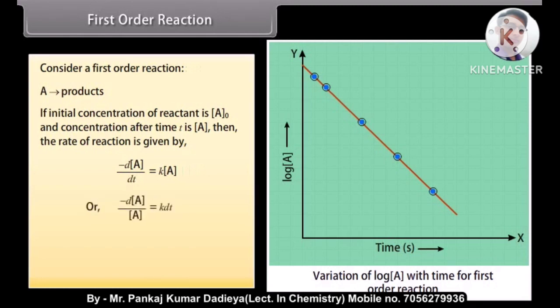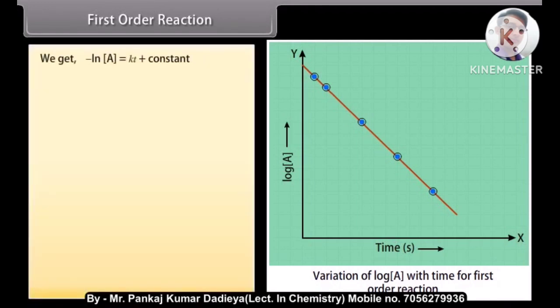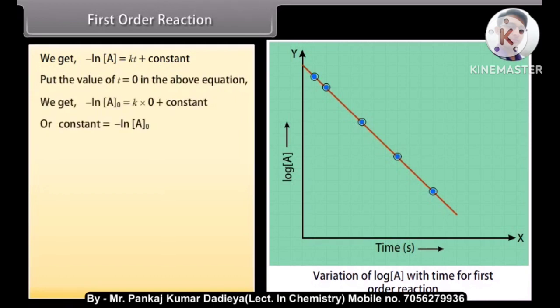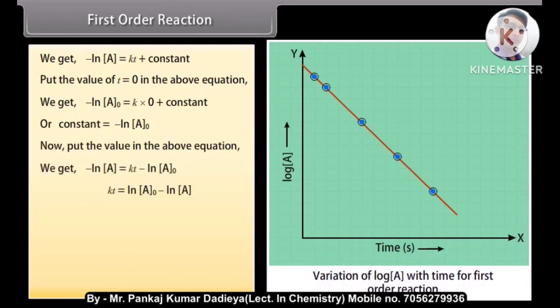It can be written as minus dA upon A is equal to K dt. On integrating both sides, we get minus natural log of A is equal to Kt plus constant. Put the value of t is equal to 0 in the above equation, and we get constant is equal to minus natural log of A naught. Now put the value in the above equation, and we get minus natural log of A is equal to Kt minus natural log of A naught.